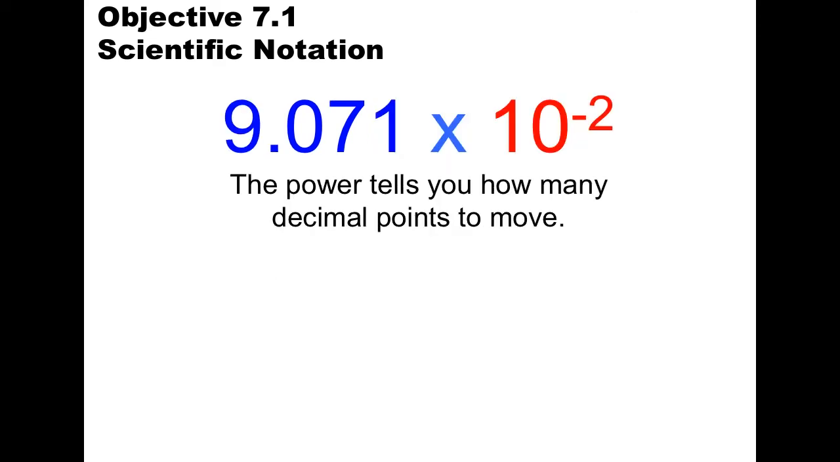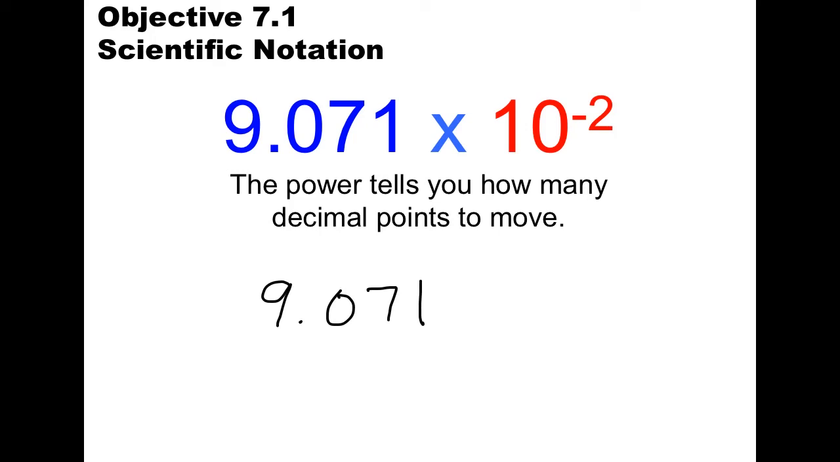So now let's take a look at a number here that has a negative exponent. The negative exponent is going to tell us that this number is going to be really small. And the power tells us how many decimal points we're going to move. So -2 is going to tell us that we're going to move 2 spaces in the opposite direction that we did for the positives.